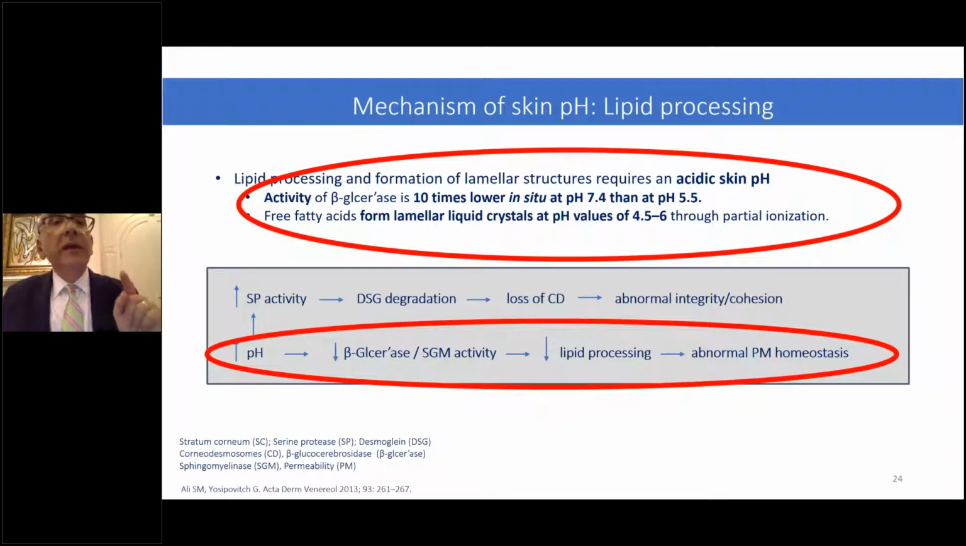So when you see high pH, your enzyme activity is low, your lipid processing is low, and hence you don't have the lipid lamellar bilayer. That's it. So you lost the mortar, but remember, you still have the nails.